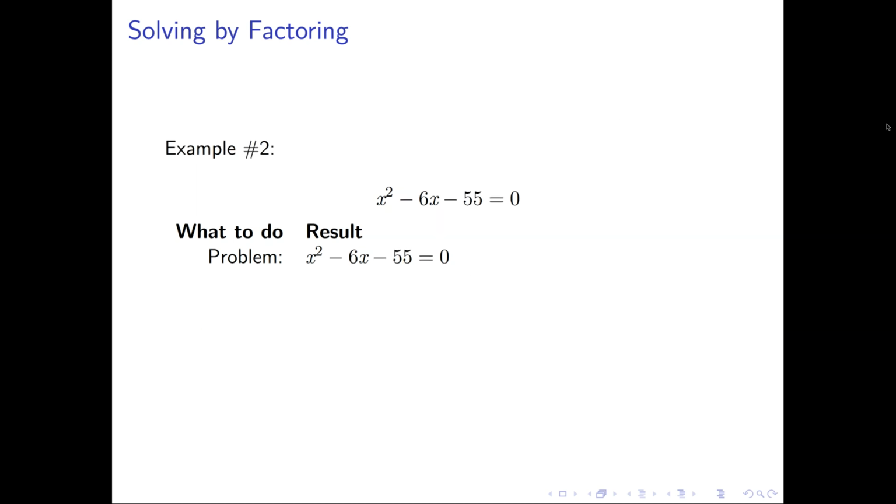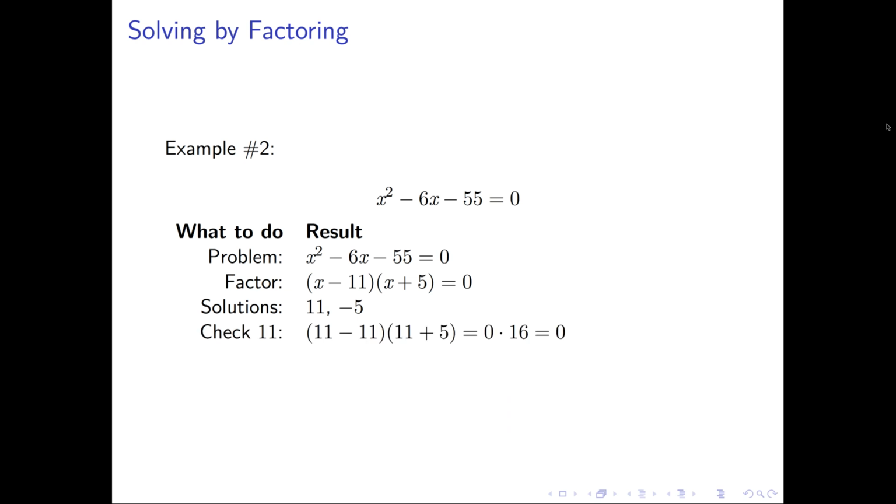Here's another example. x squared minus 6x minus 55 equals 0. So first we factor, and this indeed can be factored. And then we can see easily that the solutions are 11 and negative 5. And then we can check them. First with 11: 11 minus 11 times 11 plus 5. That is the same thing as 0 times 16, which does indeed equal 0. And with negative 5: negative 5 minus 11 times negative 5 plus 5, that's negative 16 times 0, and that is also 0. So these two solutions work.